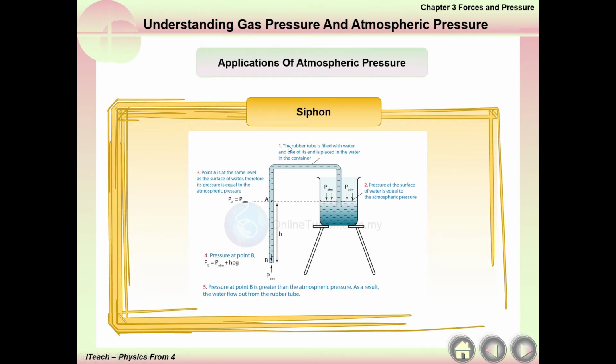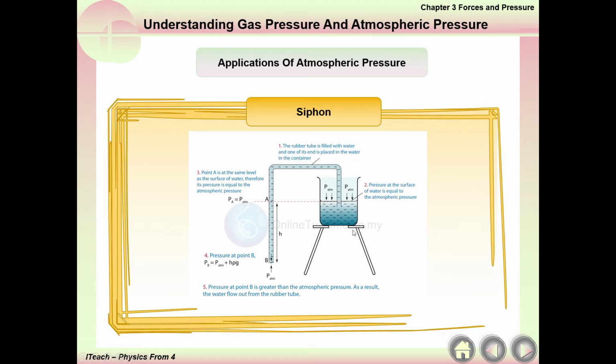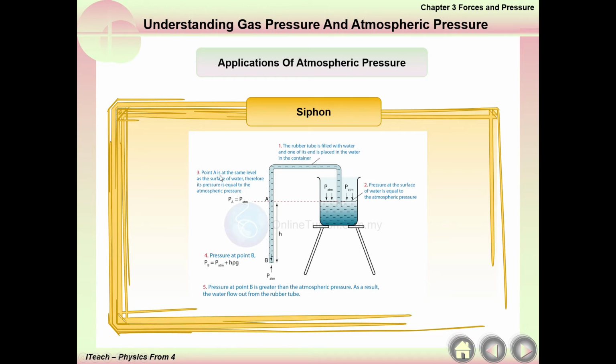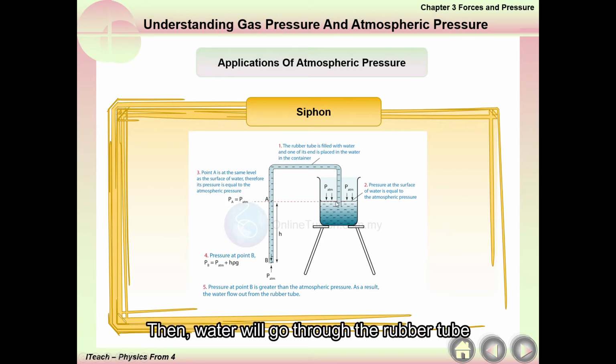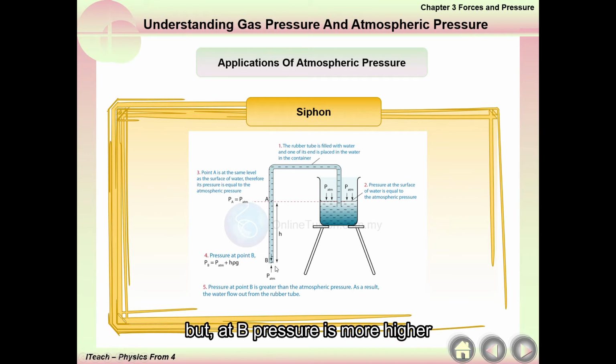Okay, for siphon, first we have the rubber tube. And second, the pressure at the surface of the water is equal to atmospheric pressure. Then the water will go out at point A. The pressure is equal to the atmospheric pressure here, but the pressure at B is more, so we need to add rho g h here. So the pressure at point B is greater than atmospheric pressure. As a result, the water flows out from the rubber tube.